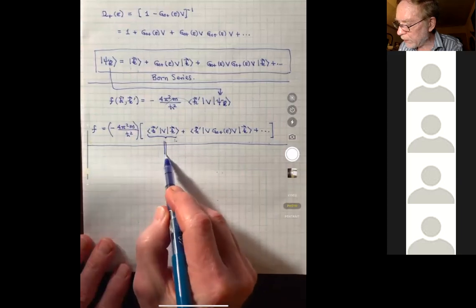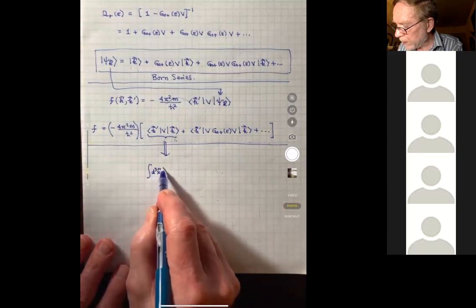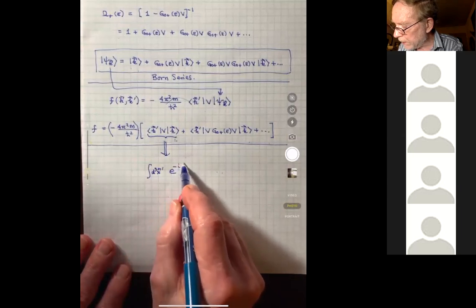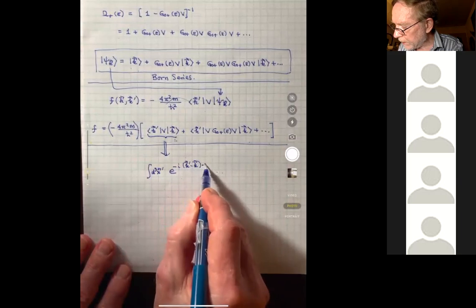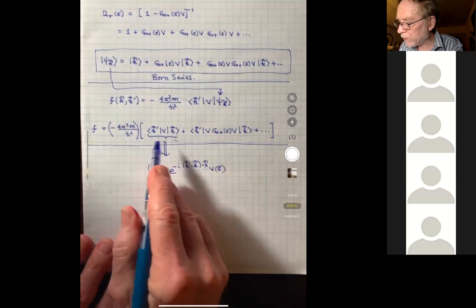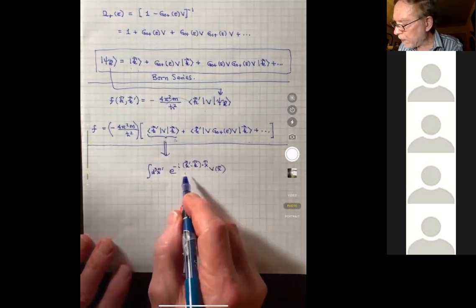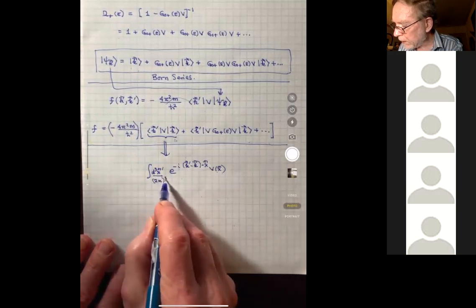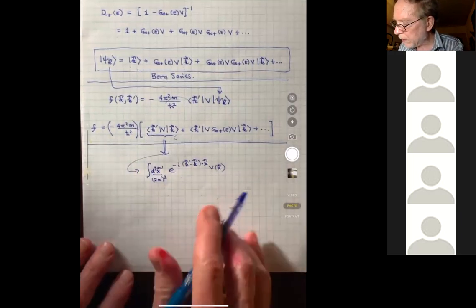If I write this out as an integral, it becomes the integral d cubed x prime. And then it'll turn into e to the minus i, k prime minus k, dotted into x, times the potential V of x. By the way, the potential V of x doesn't have to be a central force potential here. I think that's clear from the formalism. And then by the way that we normalize these wave functions, you get a 2 pi cubed in the denominator here. Anyway, that's what this integral turns into. That's what this matrix element turns into.